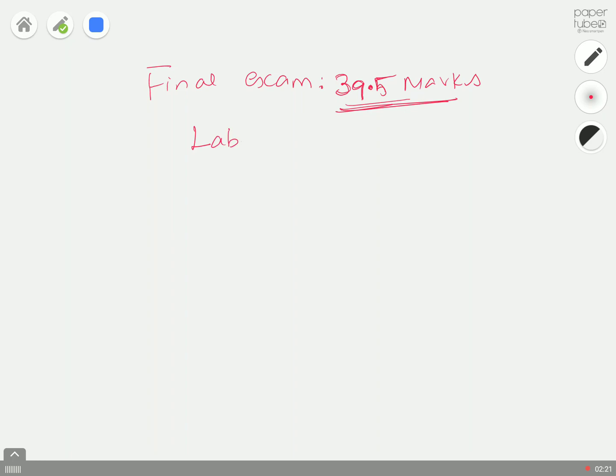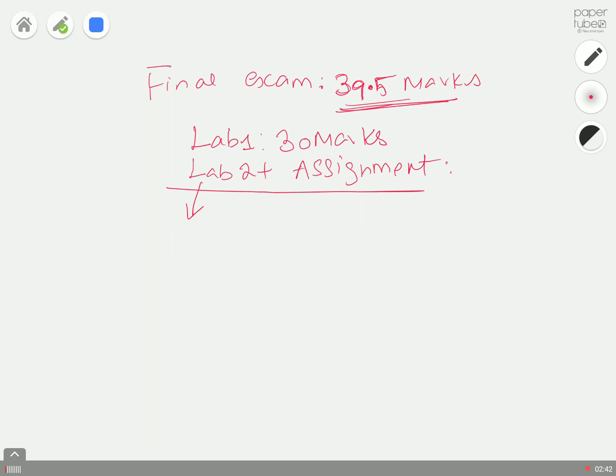And then what else? Lab, 30 marks. And then lab 2 plus assignment. This is going to look like an assignment. It won't look like a laboratory report. It shouldn't look like a laboratory report. Lab 2 is in fact an assignment, but since you are going to solve some new experimental data, I call it a lab plus assignment. So this is an assignment. It deals with PAT.